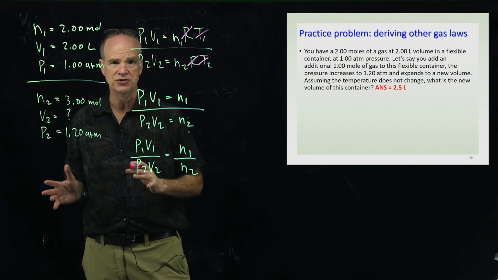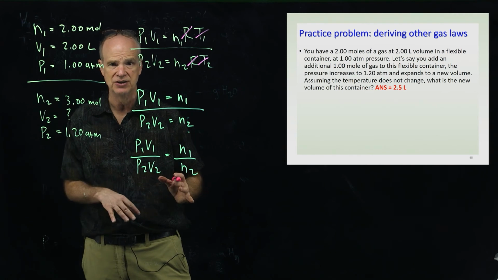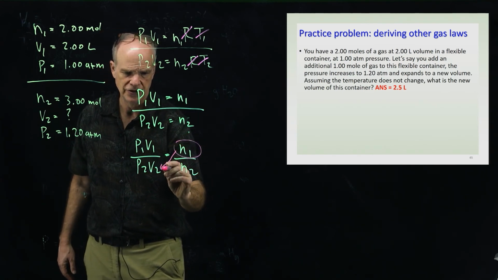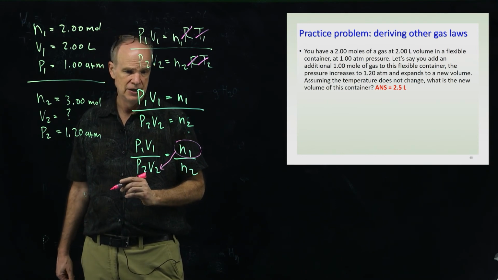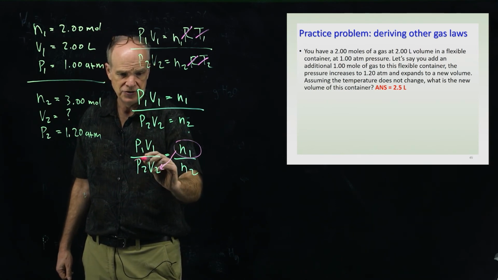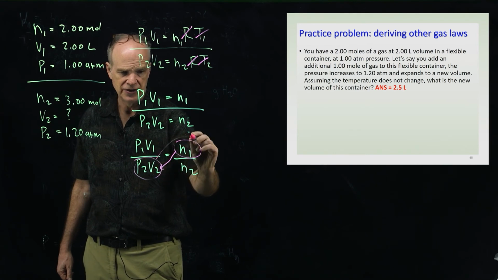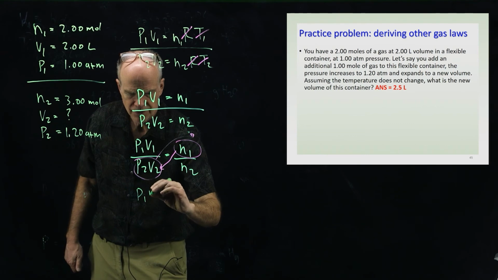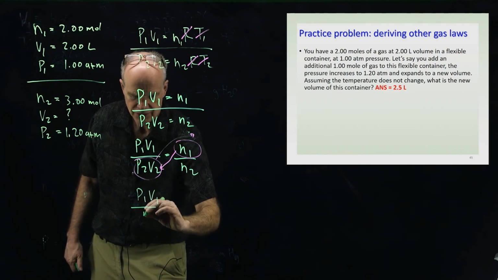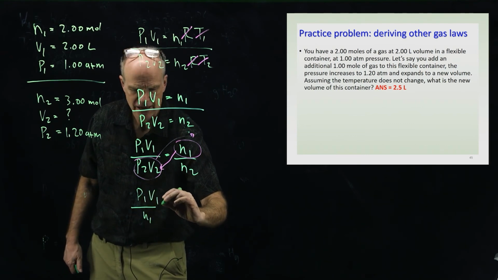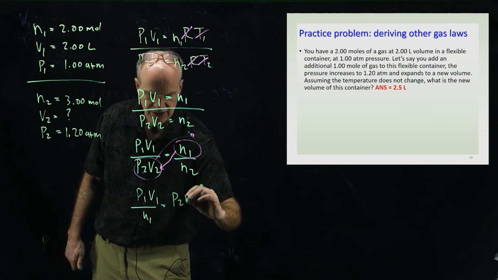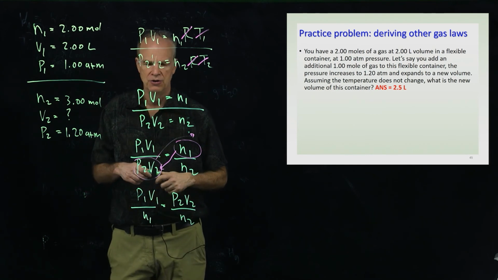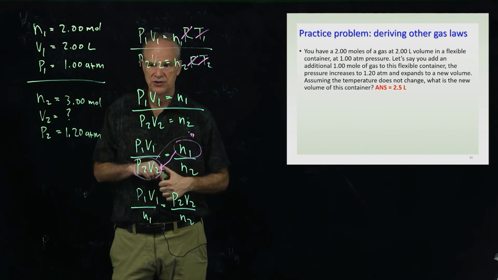Now, what we want to do is compare initial conditions to final conditions. So let's get the initial conditions on one side of the equal sign, the final conditions on the other side. So I'm going to move N1 here to the denominator on the other side of the equal sign. I'm going to move P2V2 here in the denominator to the other side of the equal sign. So let's see what we get. We get P1V1 divided by N1 is equal to P2V2 divided by N2. Okay, so it looks like we can use this expression to solve the problem.